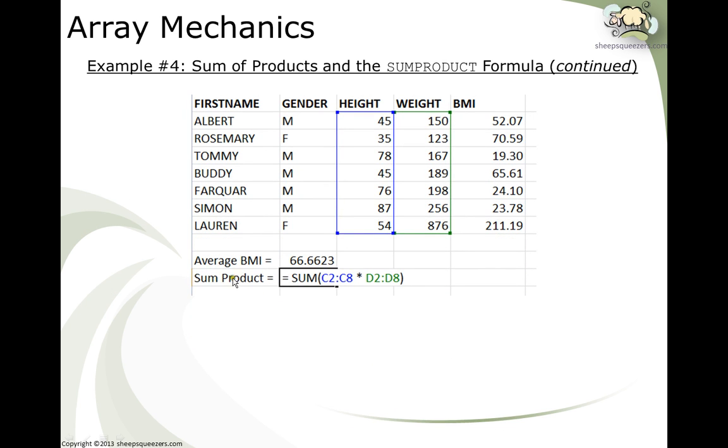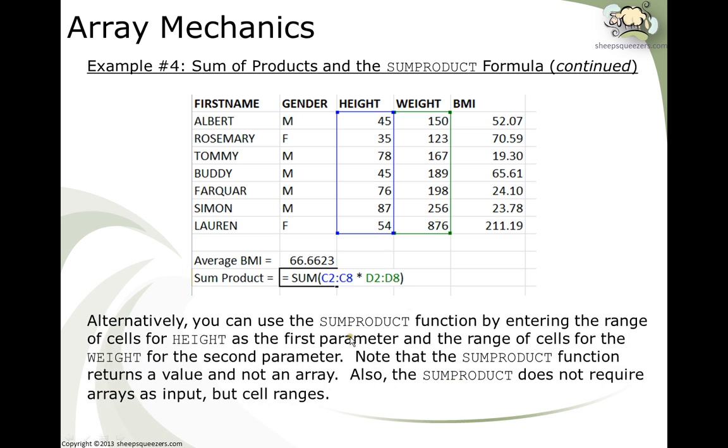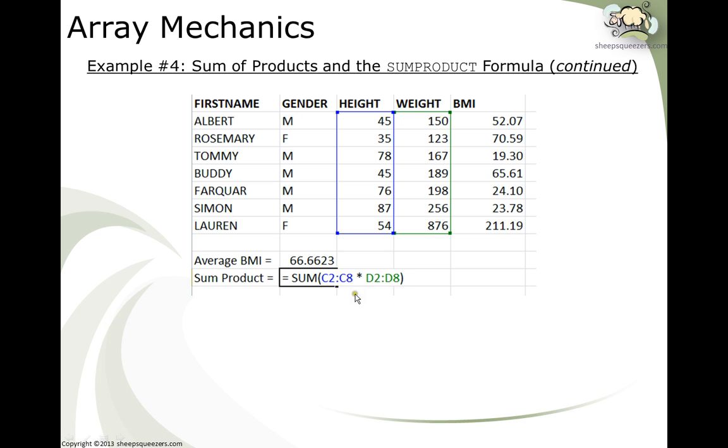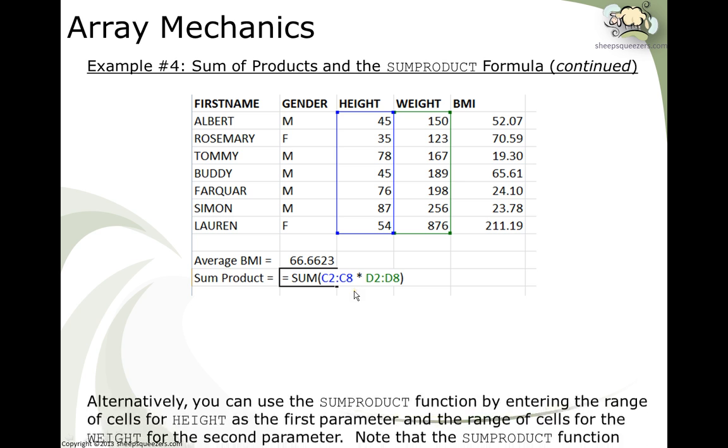And this is what you see. Sum product equals, and that's just a text string, equals sum of C2 colon C8, which is this, multiplied by D2 to D8, and finally the right paren. And the result. Before we move on, again, you can use the named ranges as well if you need to. Again, if you're doing this, it would be height times weight, okay? And you can name your ranges and it would work just as well.